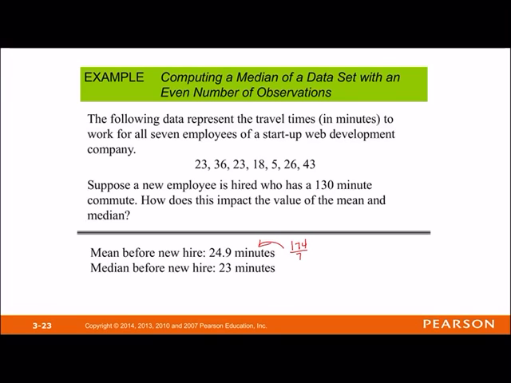Okay, why do I say that? Because now all we have to do to figure out the new mean is take that 174, add the 130 to it, and divide by 8. And when you do that, you're going to get an answer of 38 minutes.